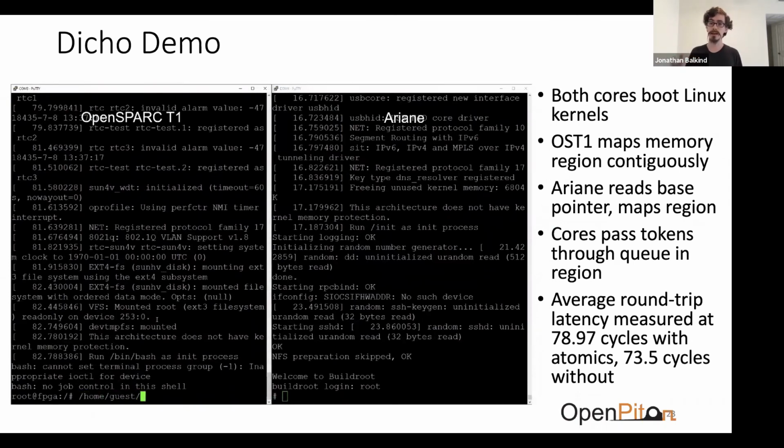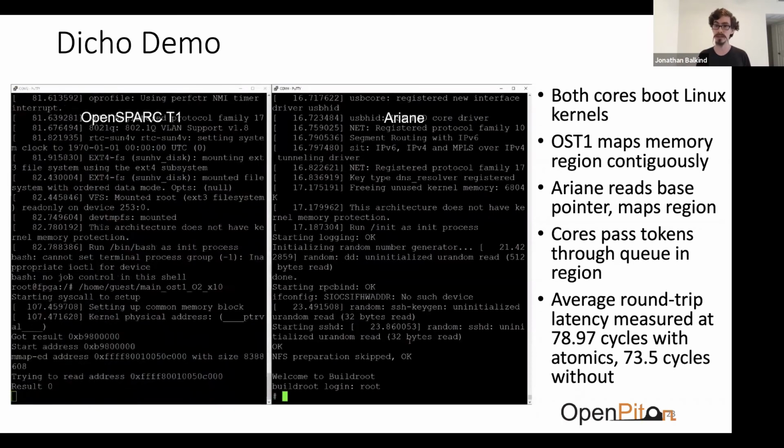On the right, the Ariane core is then going to run its application. It's going to read from a shared location what the base pointer of that contiguous region is, and then it's going to build its own virtual memory mappings for the same region. Then the two cores are going to run a simple token passing application through a queue in the shared memory. And we have two versions.